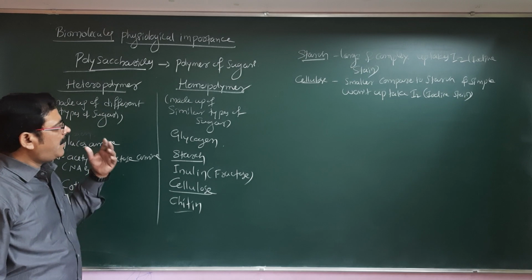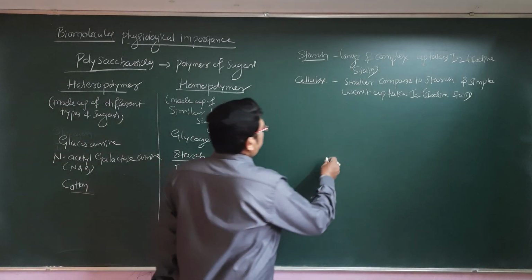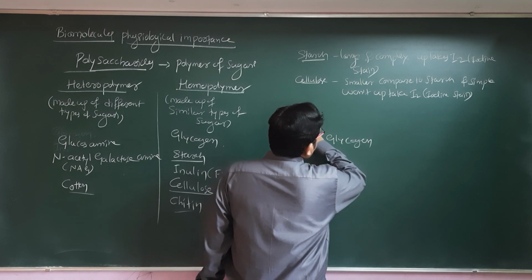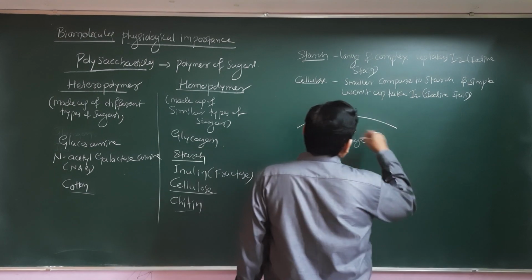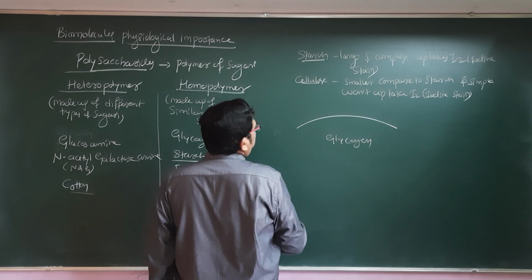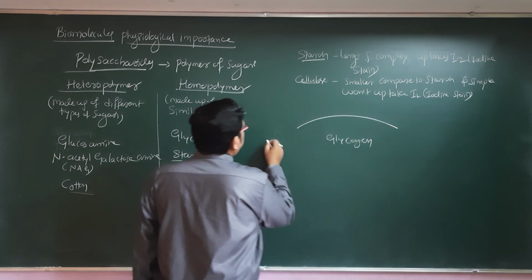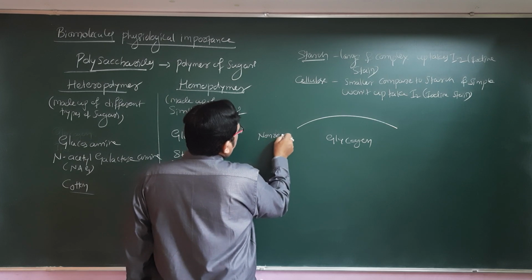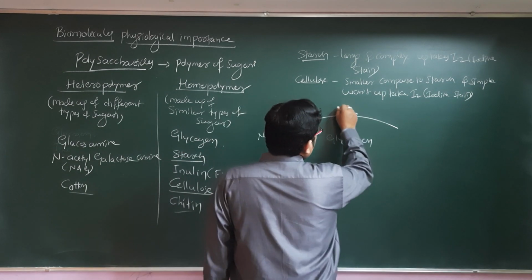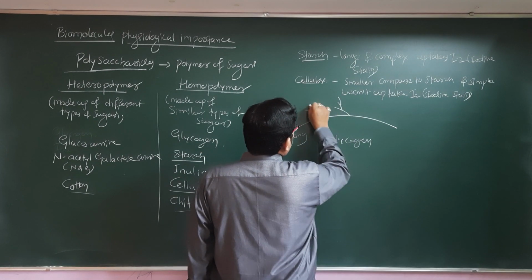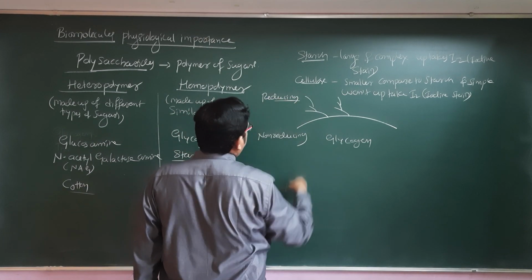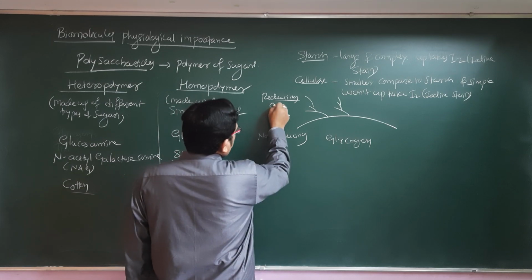So now, taking the simple example of glycogen, as such we observe the non-reducing end. This is a long chain, which keeps on growing. And here we find the reducing ends. Reducing end, non-reducing end. Okay? Fine.